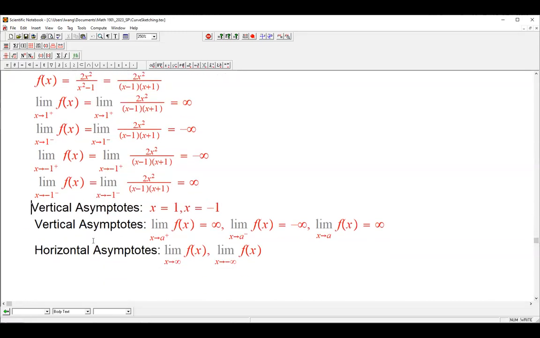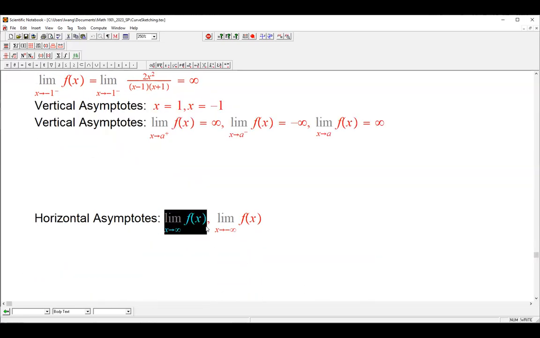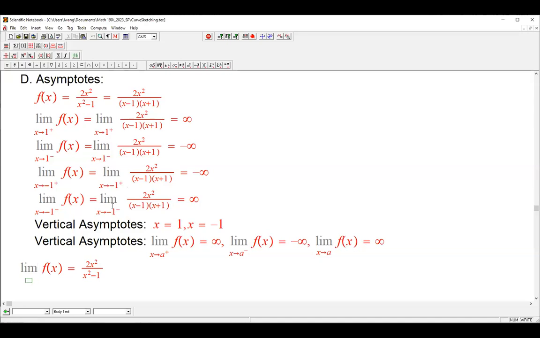So let's look at the horizontal asymptote. Horizontal asymptote is that we observe the limit as x approaching +infinity or -infinity. Okay, so we have a function here. You can use any one you want. So we take the limit as x is approaching +infinity. When x is approaching +infinity, we're taking this limit on this function.